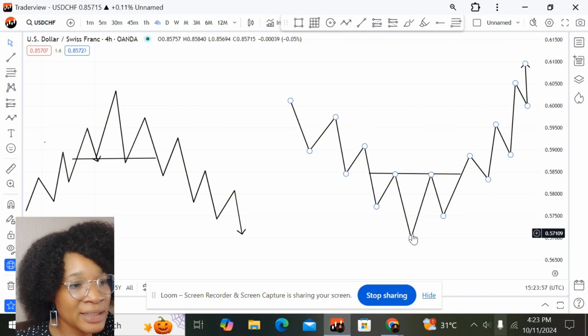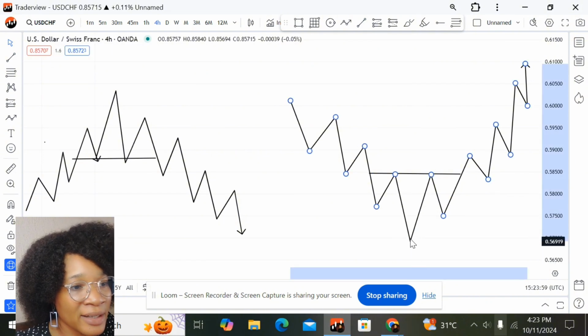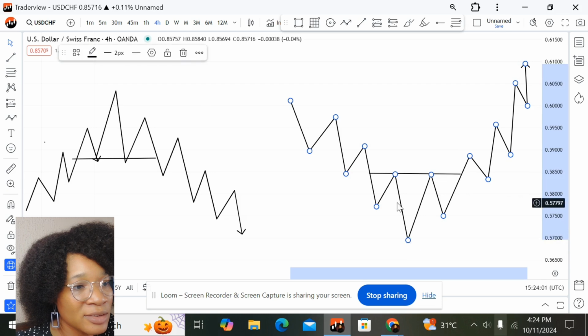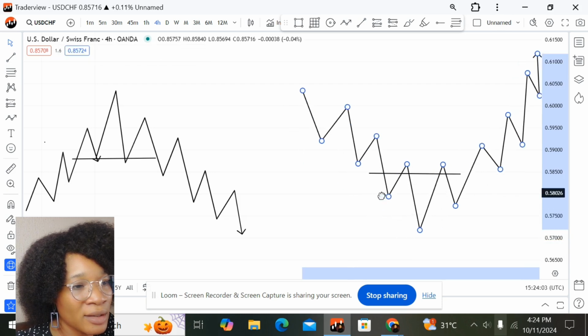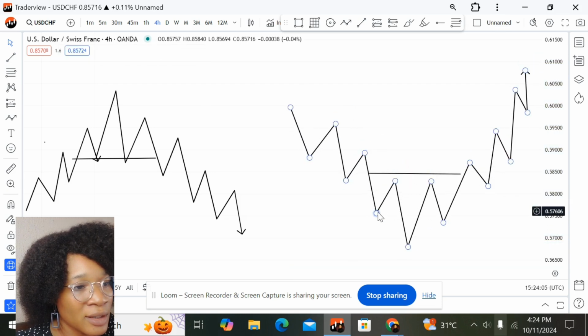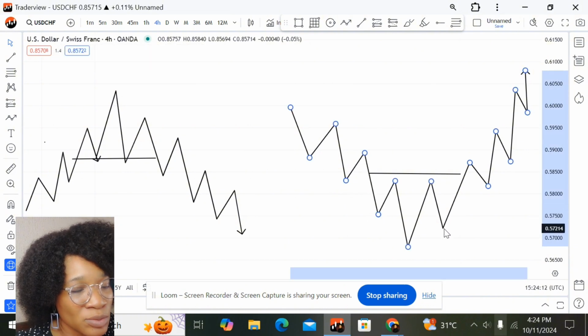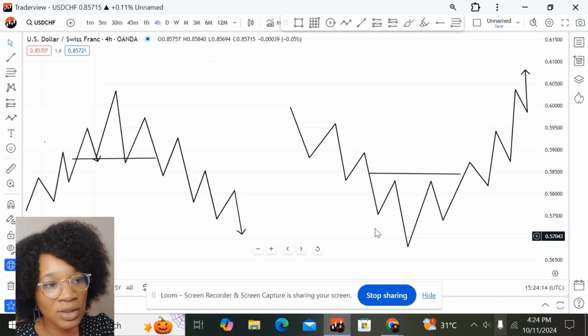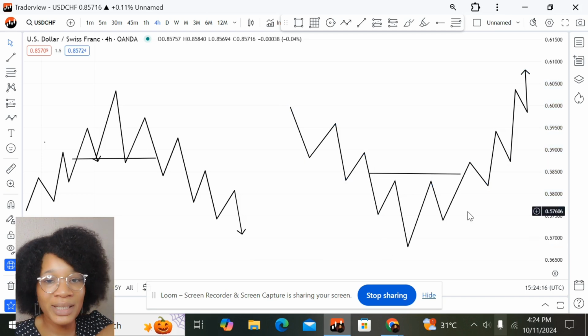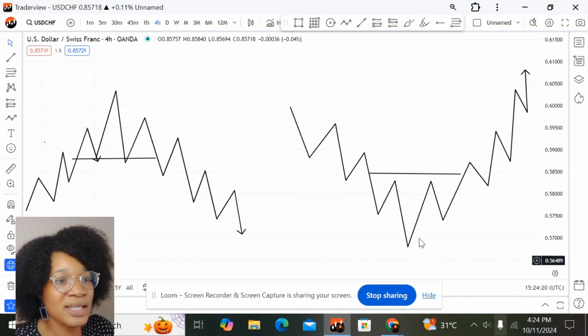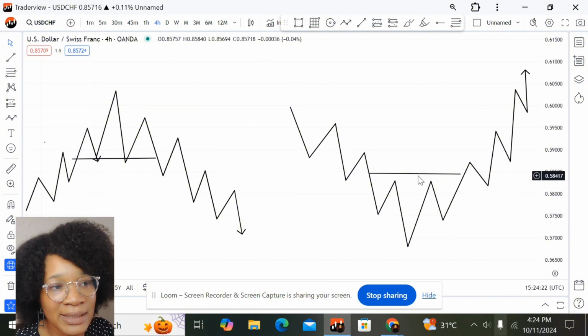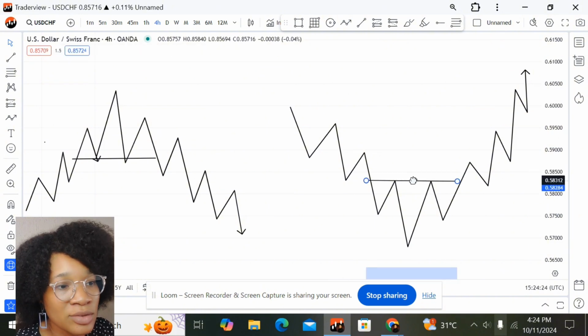This is the head, this is the head right here, this is the first shoulder, and this is the second shoulder. Now again, like I said, it's not a must that both shoulders will be exactly at the same line or at the same price. No, it is a zone. Like I said, it is a zone.